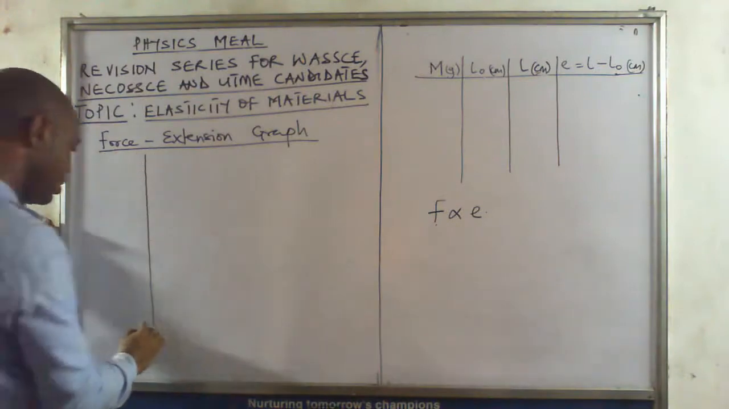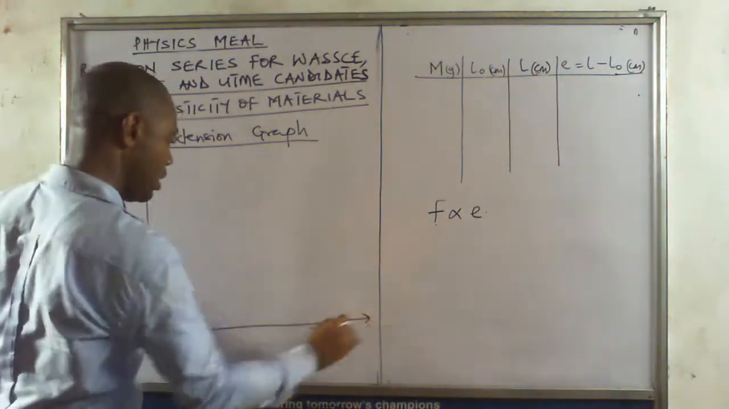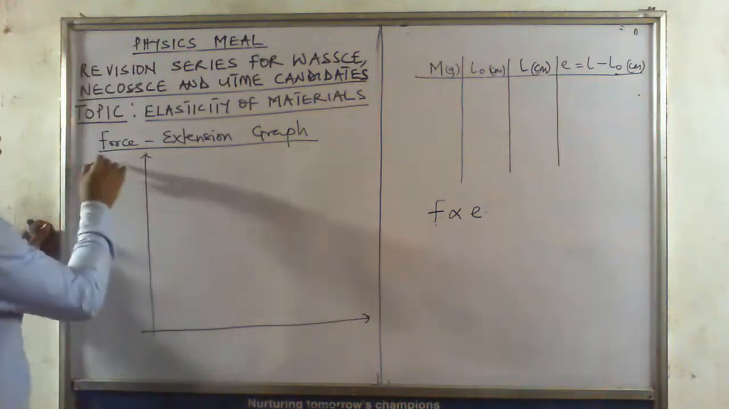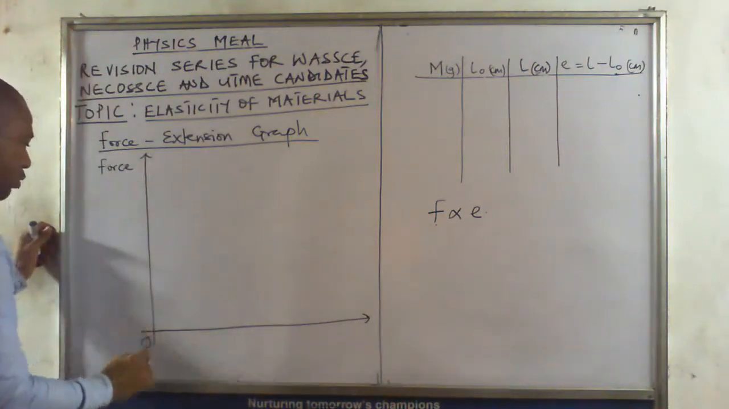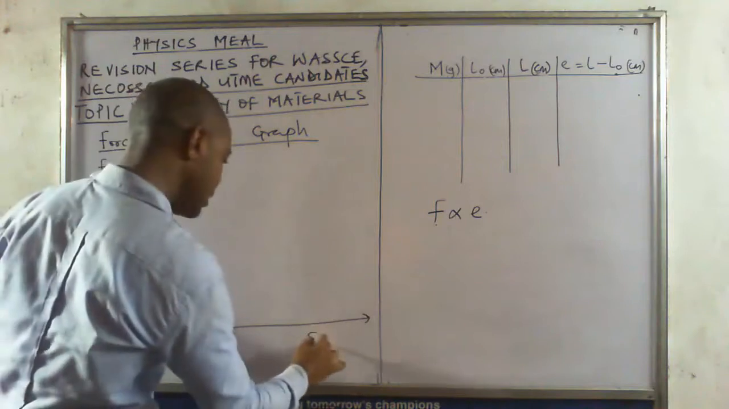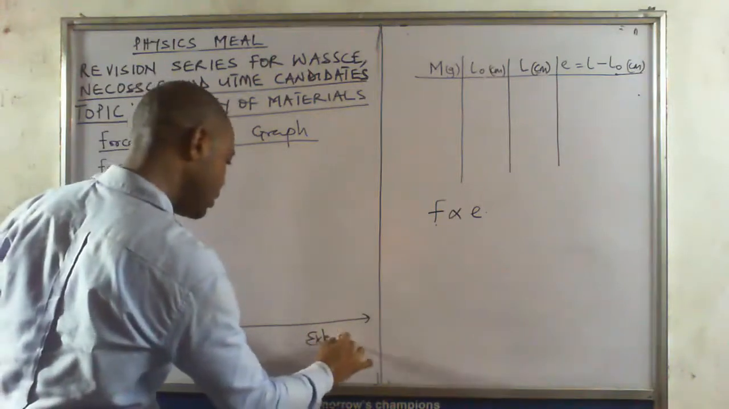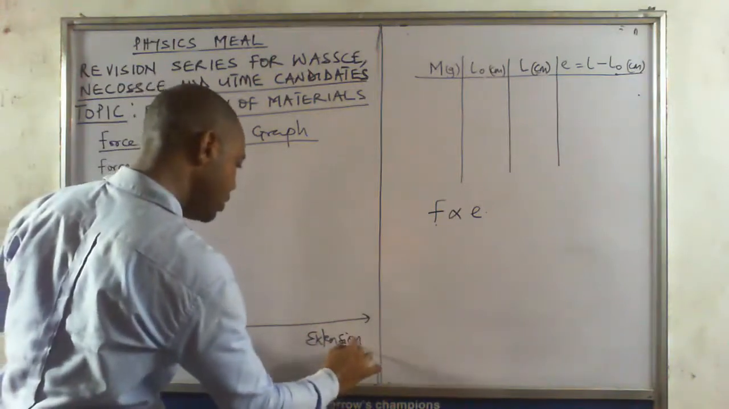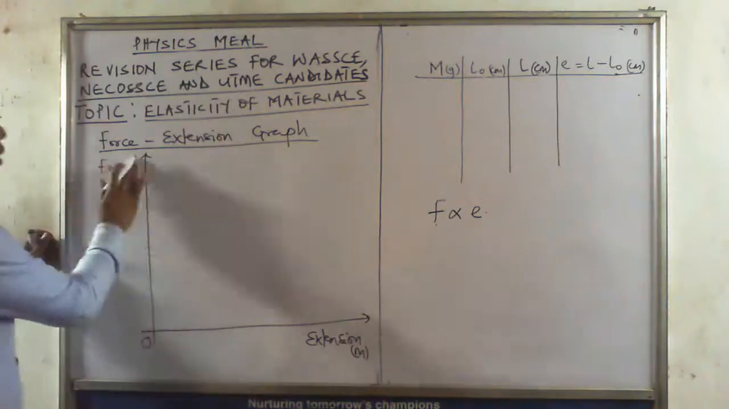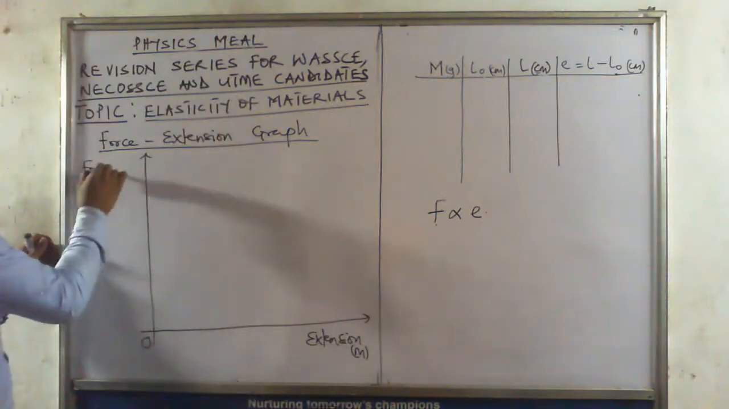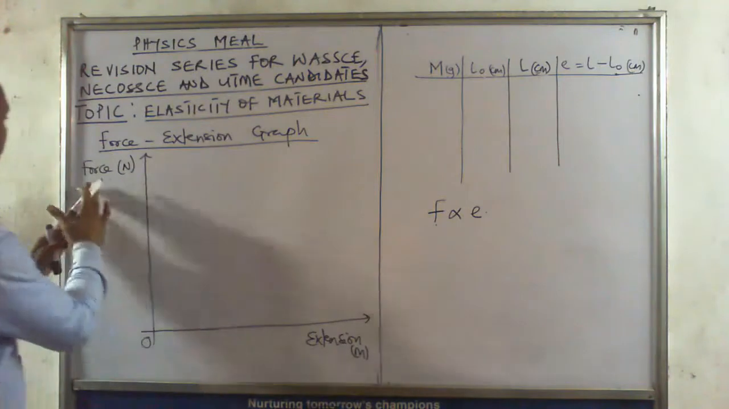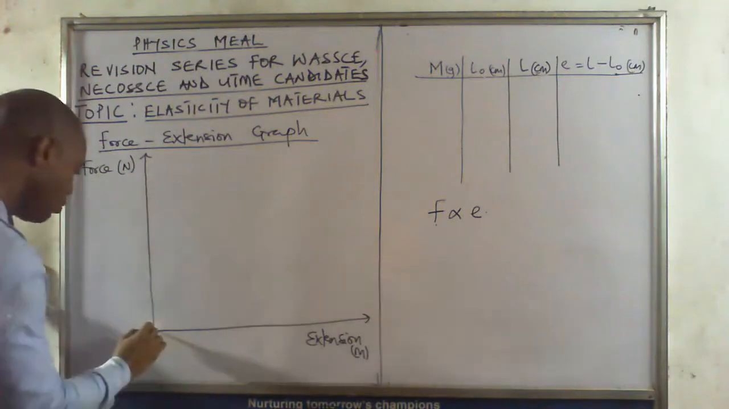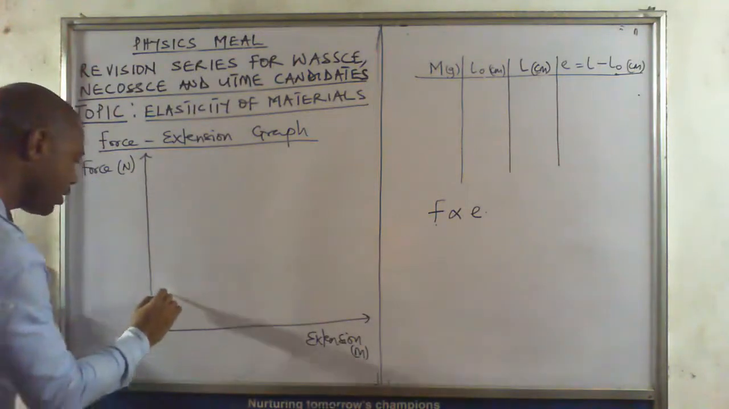I'm going to draw the force extension curve, and we'll explain some points on that. This is the origin. Let's say here is the extension. The unit is meter. I don't have space by the side. This is the force. The unit is Newton. Now, when we draw the graph of force against extension, we're going to have a graph that will move like this.